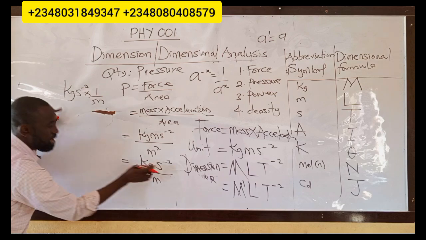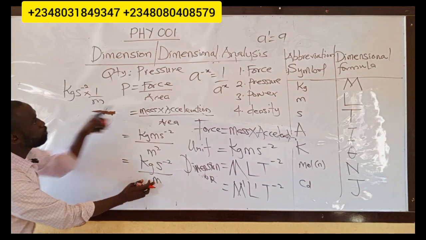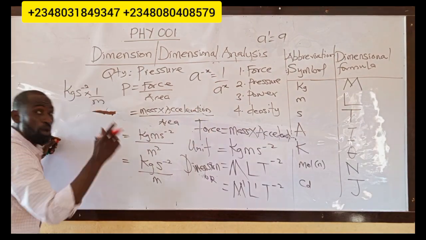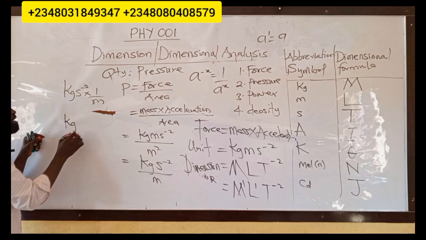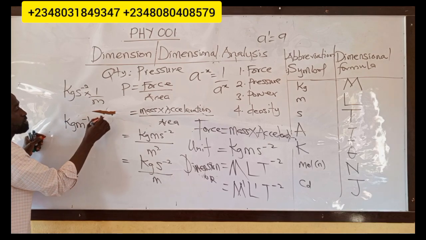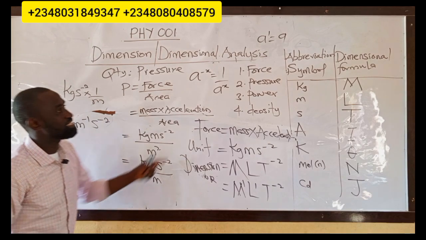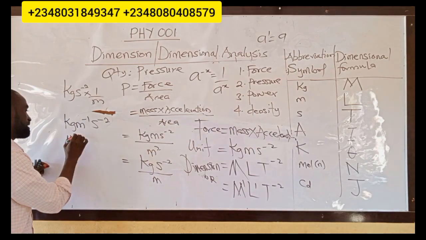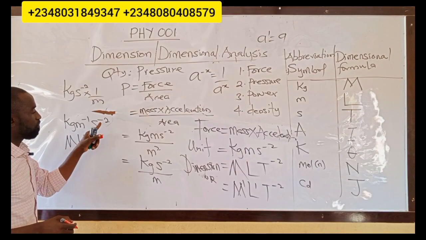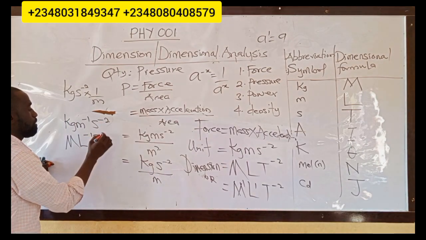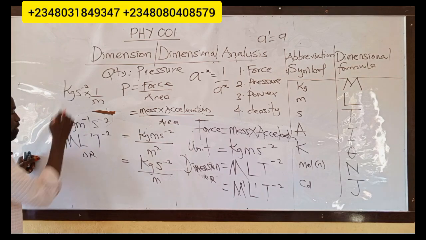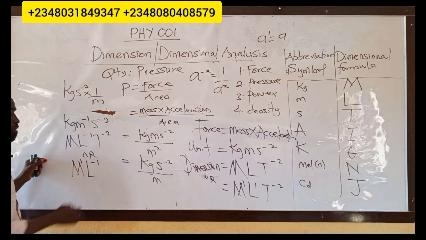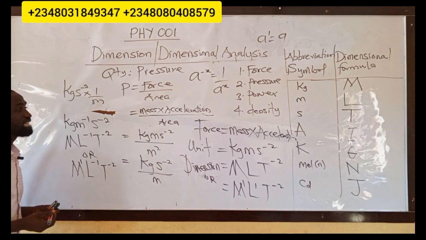Once I multiply this one by 1, I will see how it works. So I'll apply the law of indices here. If it's going up, the power becomes minus 1. Now I have kg m minus 1, s minus 2. So what now is the dimension? For kg, I have M. For meter, I have L to the minus 1. For second, I have T to the minus 2. So I can say M raised to power 1, L raised to power minus 1, T raised to power minus 2.